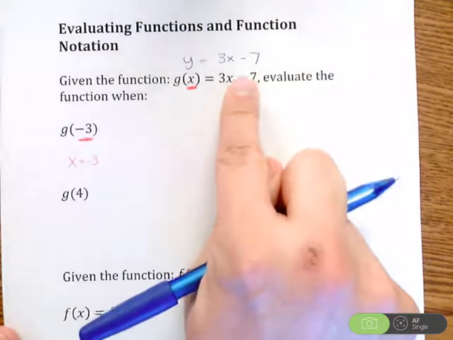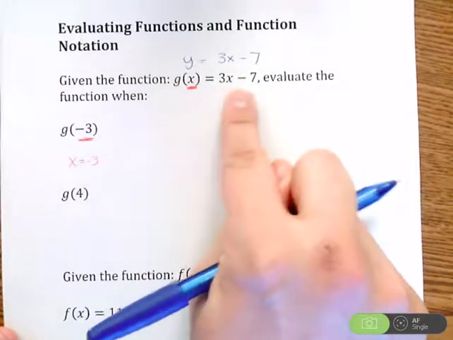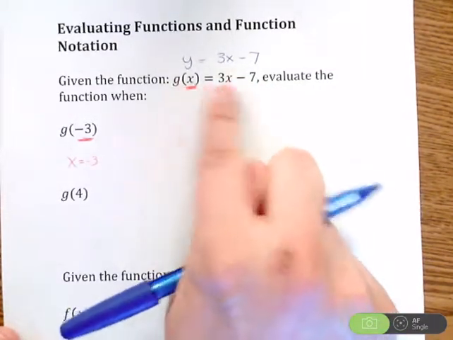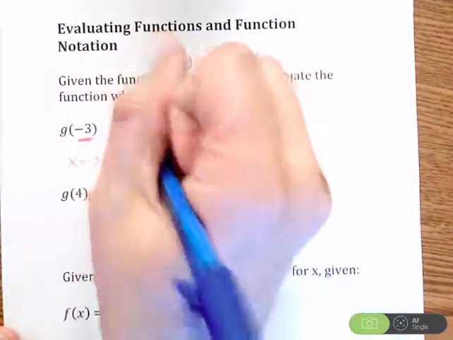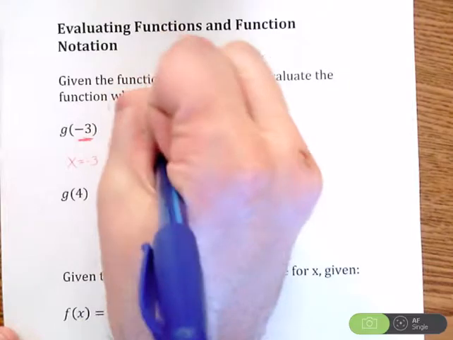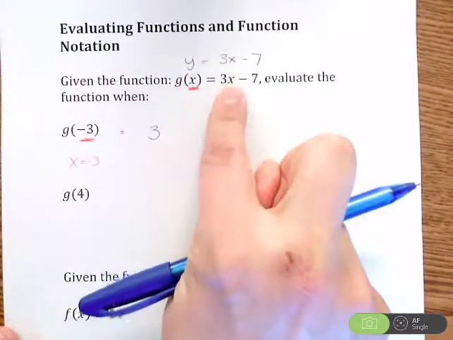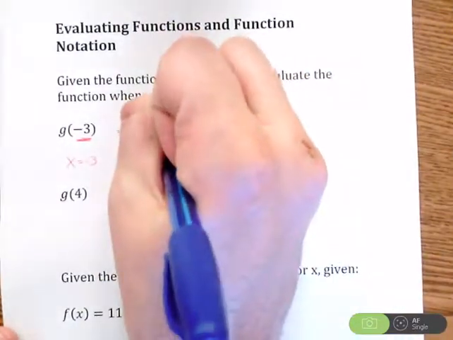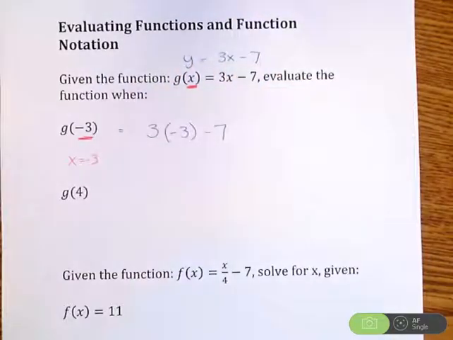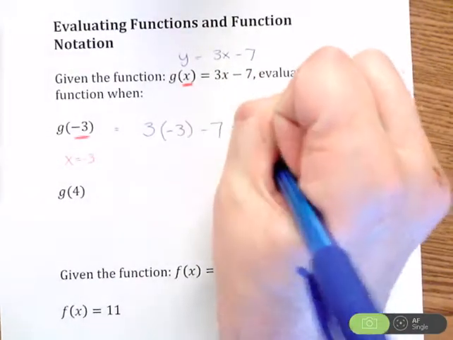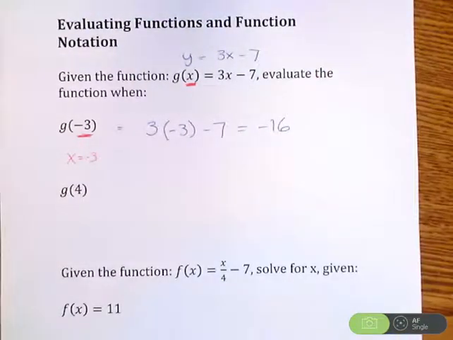So what we're going to do is, on the right side of this function, the right side of the equal sign, we're going to make our x be a negative 3. So I'm going to plug in here. I'm going to substitute. Instead of writing 3x minus 7, I'm going to plug in a negative 3 here. So 3 parentheses negative 3 minus 7. I could type that into a calculator just like you see it there, 3 times negative 3 minus 7, and you would get negative 16.